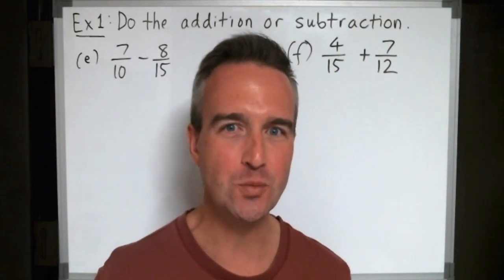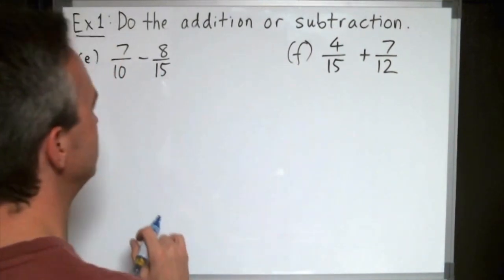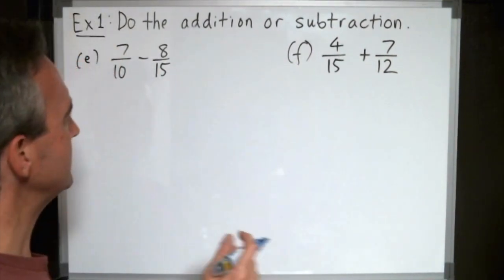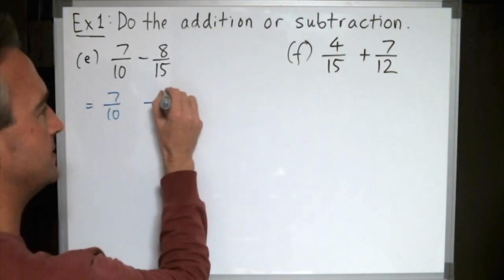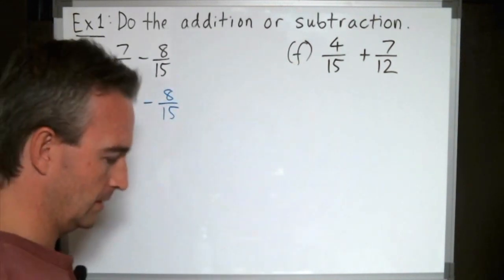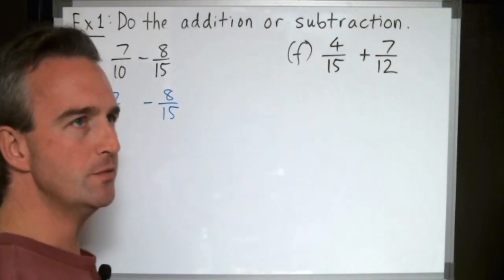We're just going to try 2 more because it can get a little bit harder still. Let's give this one a try. 7 over 10 minus 8 over 15. Let's do that trick we just did. 7 over 10 minus 8 over 15. What's going to be our common denominator? Well, 10 times 15, 150.